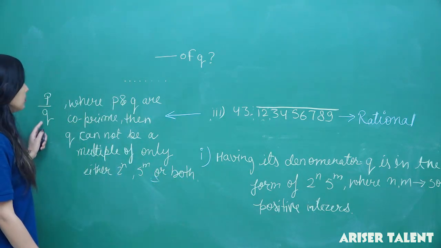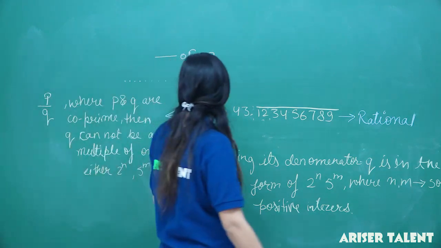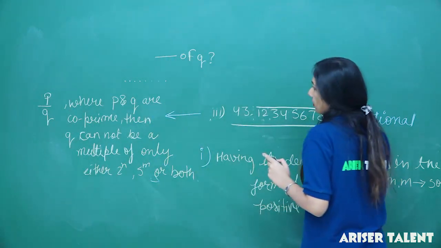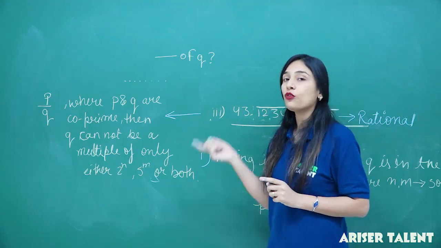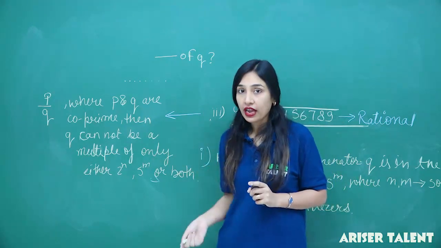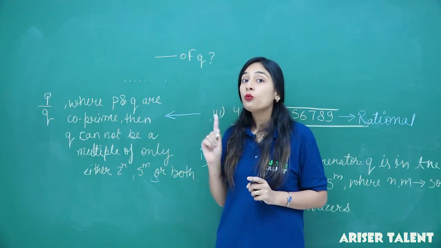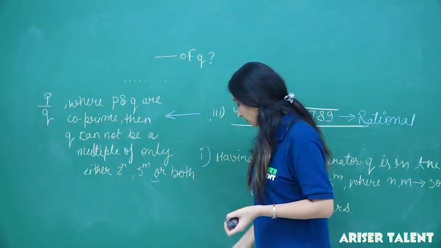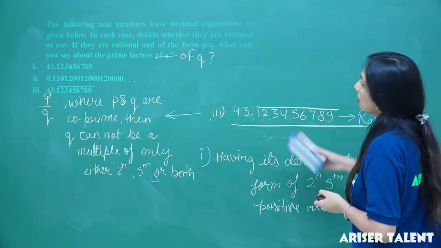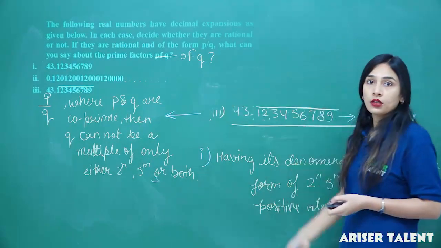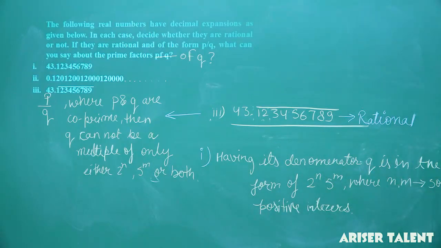Right? The denominator Q in this case is clearly not a multiple of 2 or a multiple of 5 or a multiple of both. Okay? So we have explained this question. You may note it now.